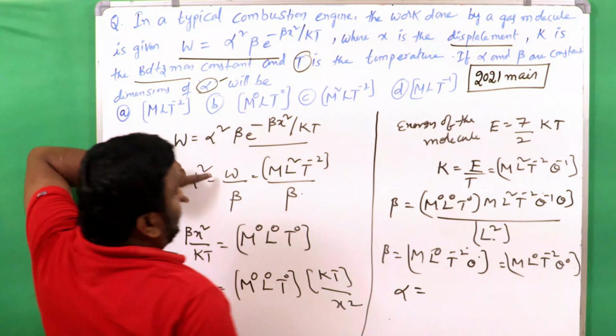Then what do you get? Alpha is equal to L, and it's written as M to the power of 0, L, T to the power of 0. This is the dimension formula of L. So, among the four options, option B is the correct one, children.